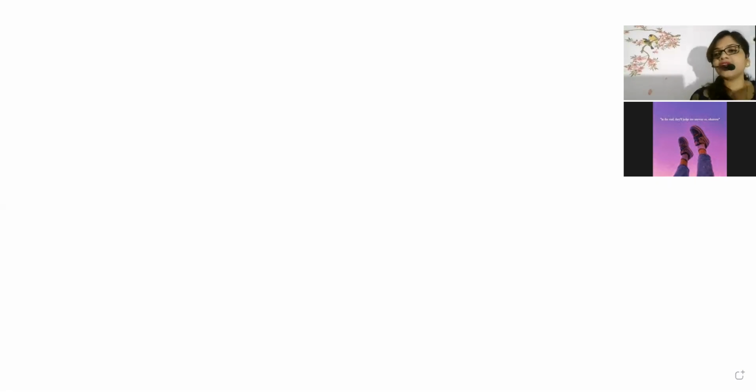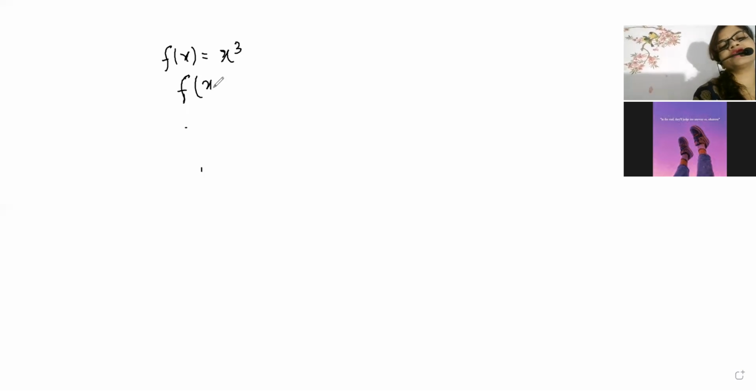Now look here, in the same function, if f of x is equal to x cube, then will it be a one-one function? Okay, now break your boundary and check whether it is coming one-one or not. So here, beta, you will say, auntie, it will be written as f of x1 is equal to f of x2.